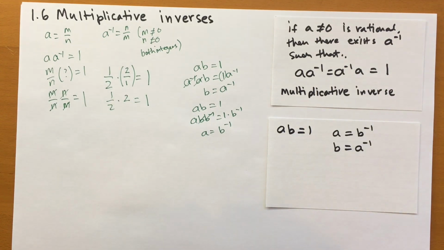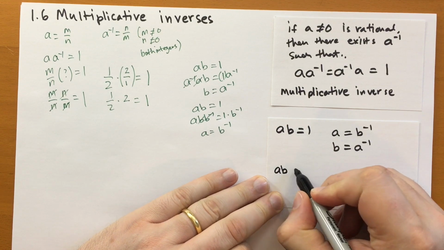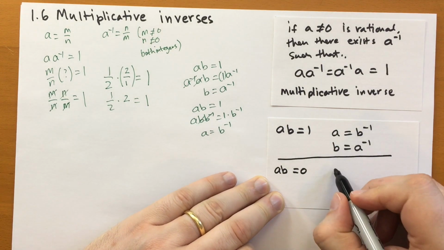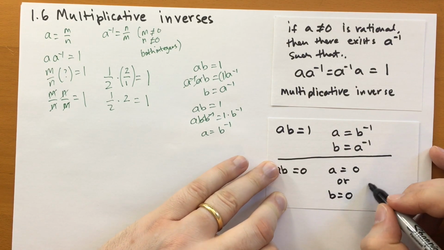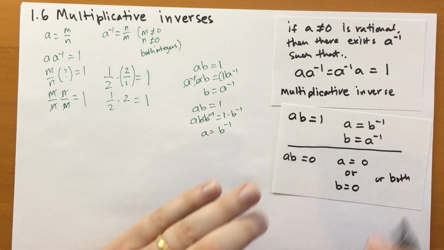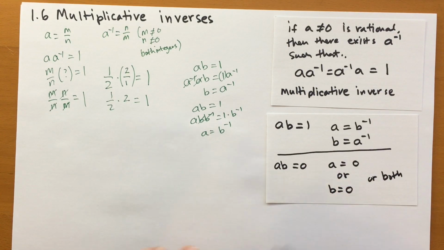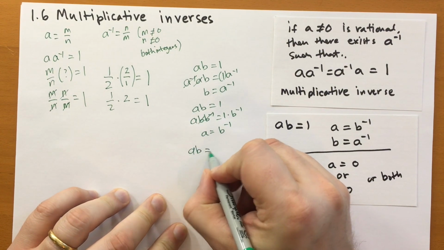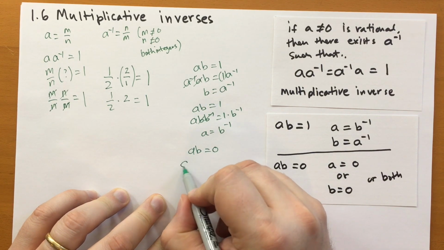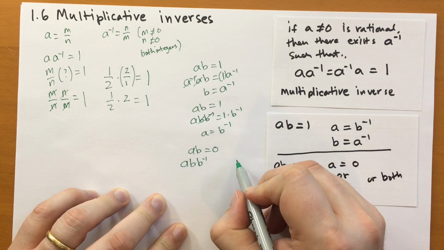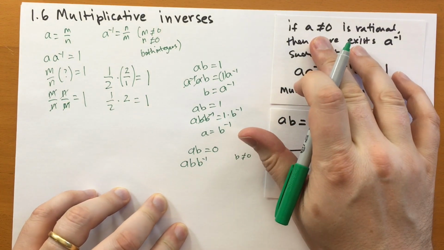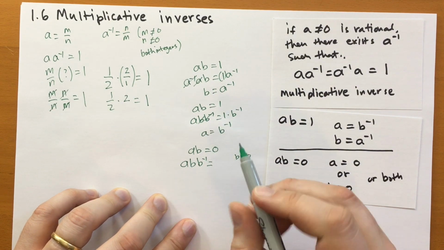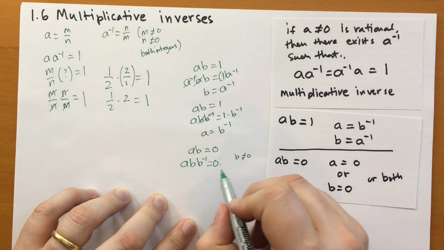And the next one that's interesting. If ab is equal to 0, I'll just draw a line here, then a is equal to 0, or b is equal to 0, or both. Okay? All right, why do we know that? Well, let's suppose that we had ab equals 0, and we multiply both sides by b to the minus 1. We assume that b is not equal to 0. It only works if it's not equal to 0. There's no multiplicative inverse for a number that is equal to 0.